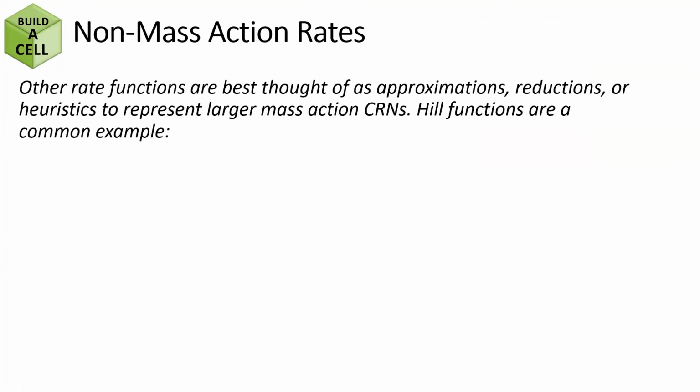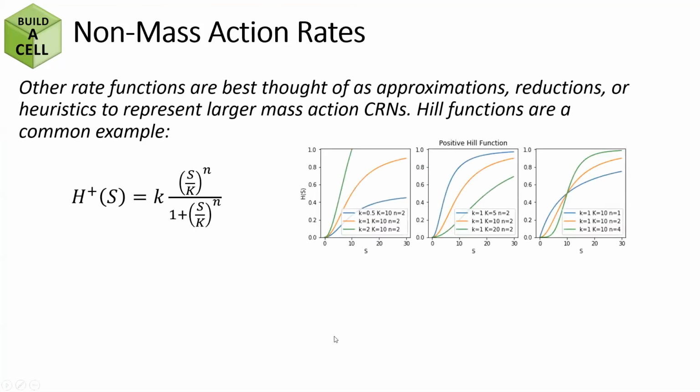There are also non-mass action rate functions. And I really encourage you to think of these as approximations or model reductions of larger, more complex mass action chemical reaction networks. A very commonly used example is Hill functions. I'll show you these here because I think we will end up using them. A Hill function has this functional form and looks like a sigmoid curve, where it starts off low and gets high. And it has 3 parameters.